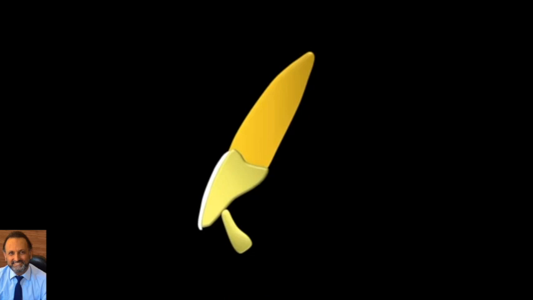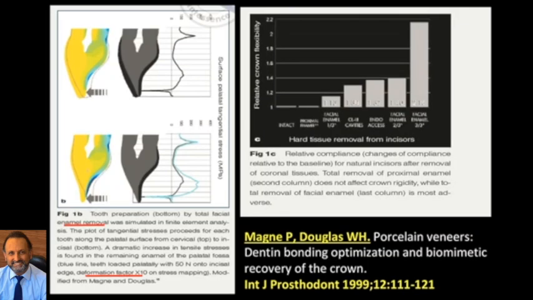When it flexes, the bonding between the ceramic and the tooth will be subjected to a lot of shear stress, and this shear stress is drastic for the bonding of the ceramic. Pascal Magne has published that if you remove 1/3 of the thickness of the enamel, just 1/3 of the thickness of the enamel, the flexion of the tooth is multiplied by 10. What can happen if you remove the whole enamel and do a crown? The flexion is more dramatic.